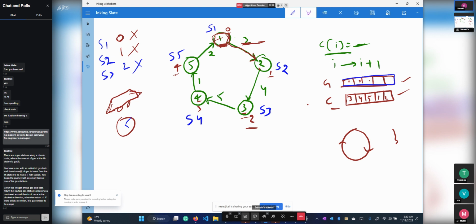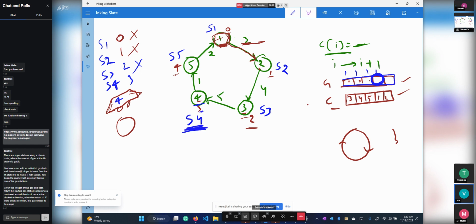Now let's go with station number 4, S4, which is at index number 3. Here is the place we are starting, in the diagrammatic way. How many gallons of petrol do you have? You have 4. In order to go to station 5, how much petrol do we need? Just 1 gallon, not 2.